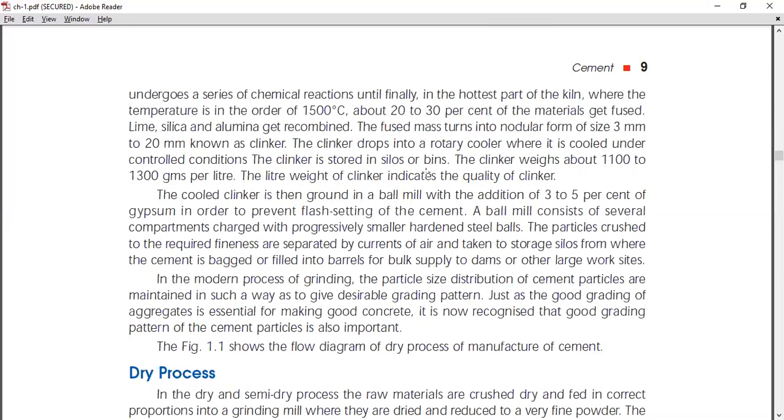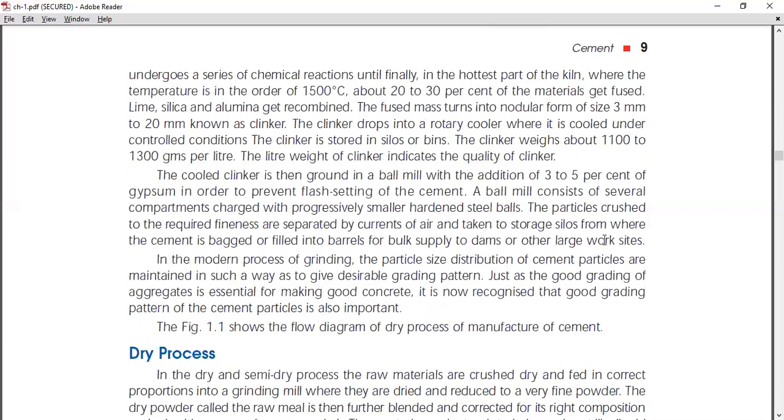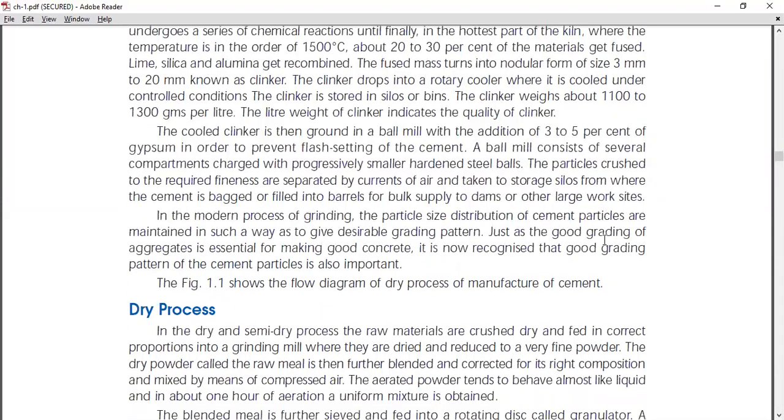The fused mass turns into nodules of size 3 mm to 20 mm, known as clinker, and the clinker drops into a rotary cooler where it is cooled under controlled conditions. The clinker is stored in a silo or bin. The clinker weighs about 1100 to 1300 grams per liter. The liter weight of clinker indicates the quality of clinker, and thus the process of clinker making is completed.